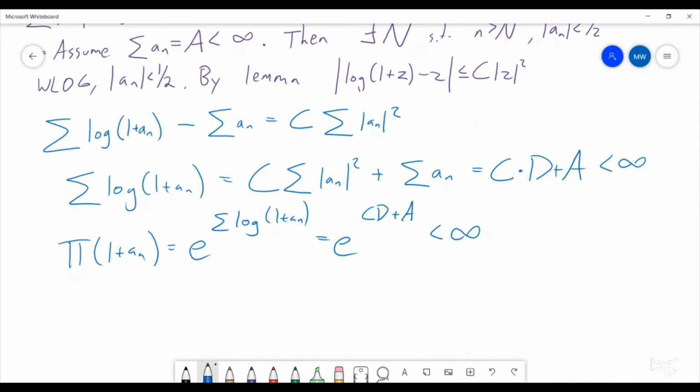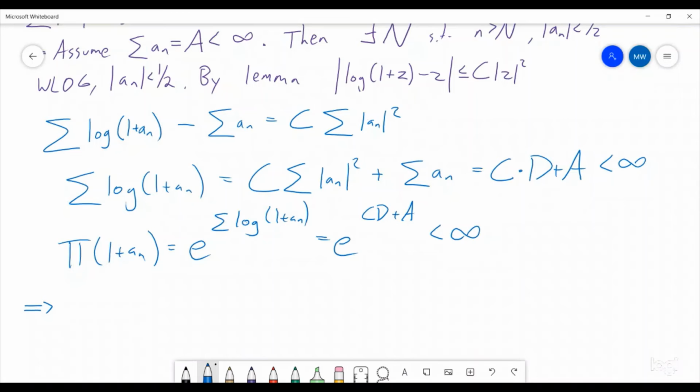And since none of the a sub n's were 0, we don't have any of the logarithm pieces going to 0, and e to anything is not going to be 0, so we're going to be good. Now let's go and do the forward direction. The forward direction is going to be very, very similar.